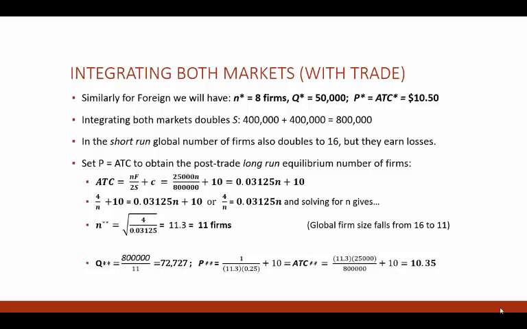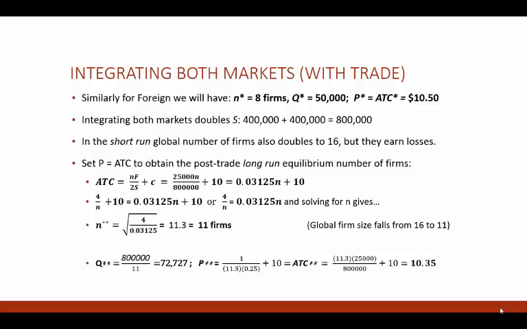Now let's allow for trade between both countries. Again, recall by assumption they are both producing goods belonging to the same industry, but there is product differentiation among these. Integrating both markets, industry sales is now 800,000. In the short run, the global number of firms doubles to 16, but as described previously, they start to earn losses and so some exit. This is seen by solving for the long-run number of firms under this new scenario.